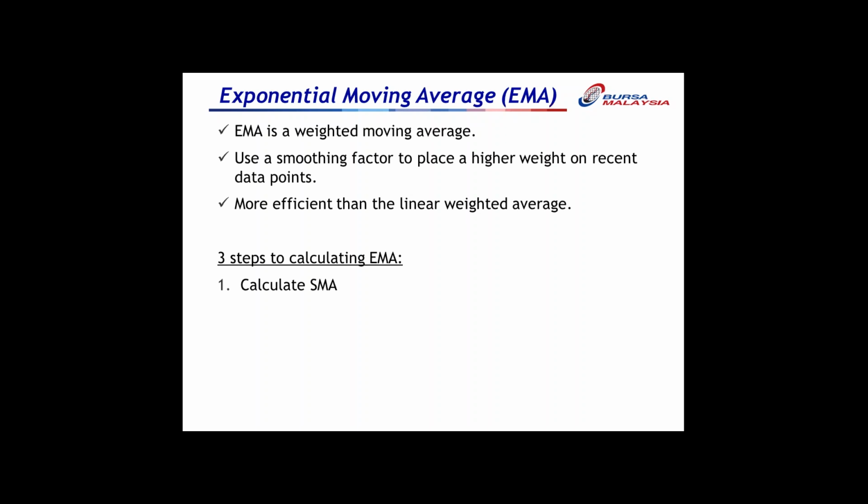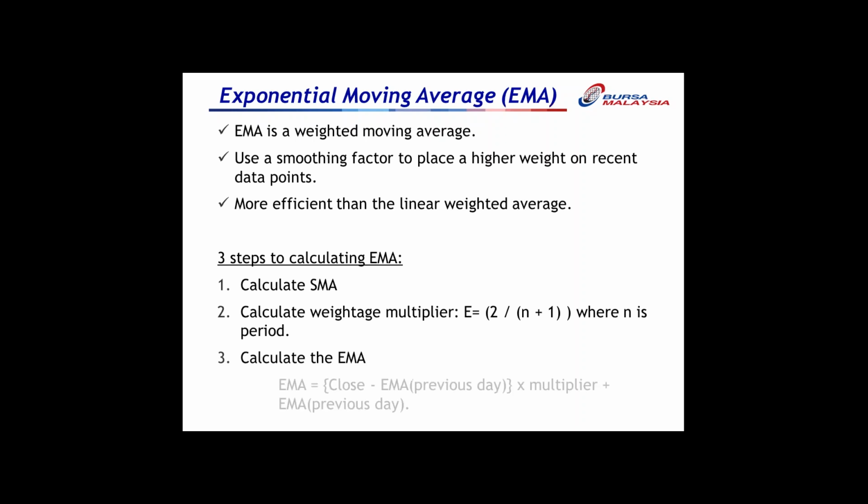First, you need to calculate the SMA. Second, you need to calculate the weighted multiplier, so the exponential multiplier is equal to 2 divided by n plus 1, where n is the period. And then you get the EMA. The EMA formula is the closing price minus the EMA of the previous day, times the multiplier E from step 2, plus the EMA of the previous day.